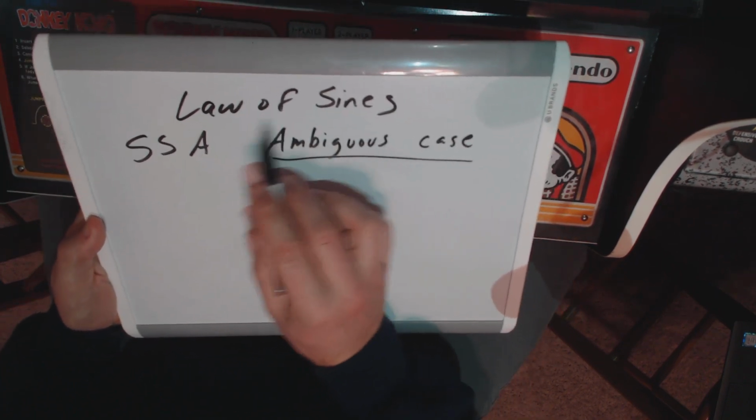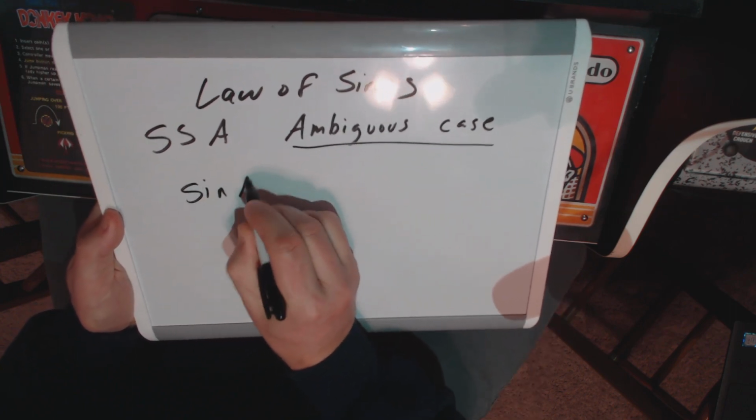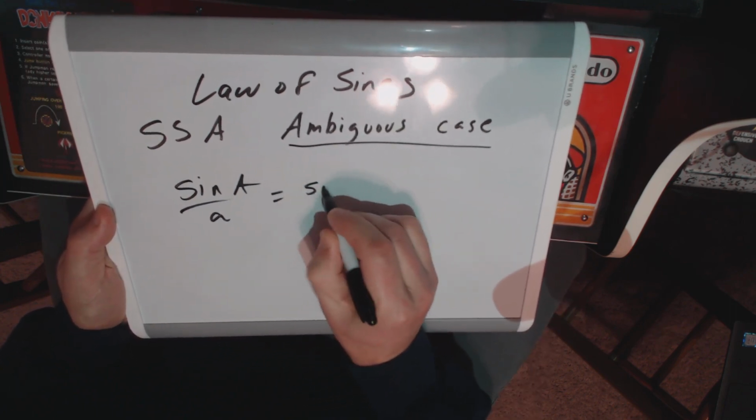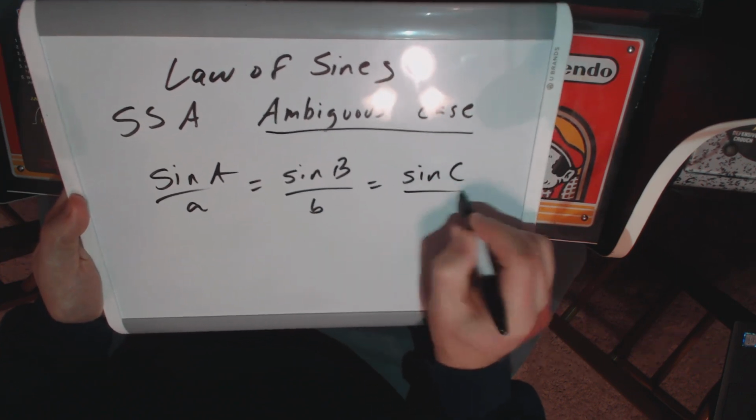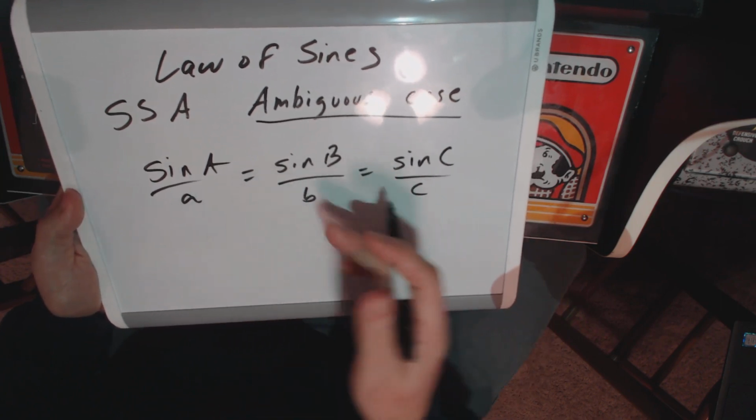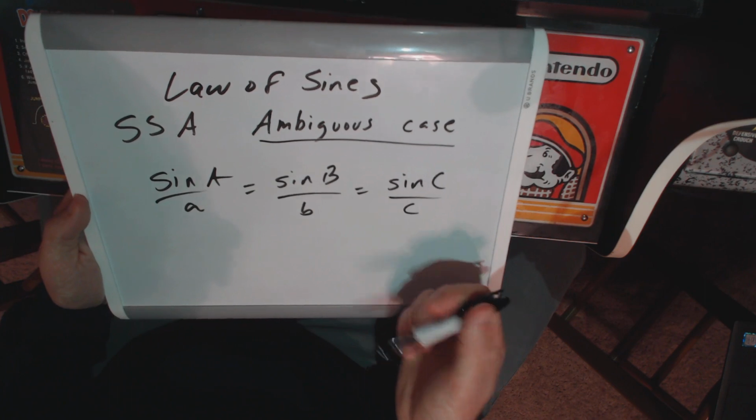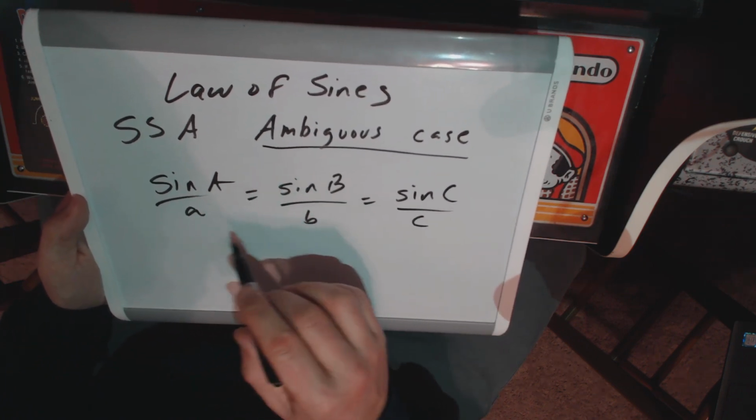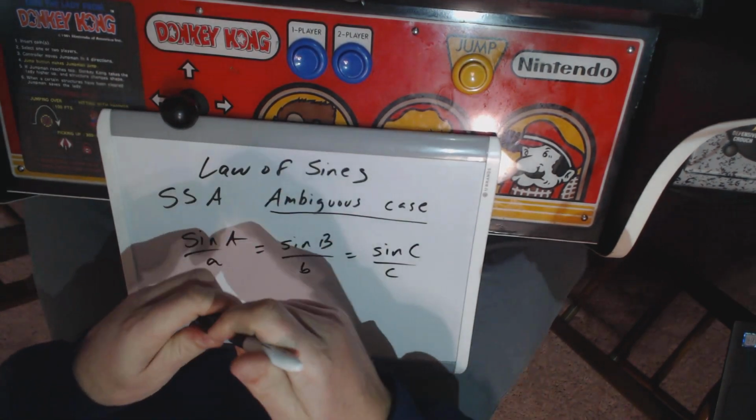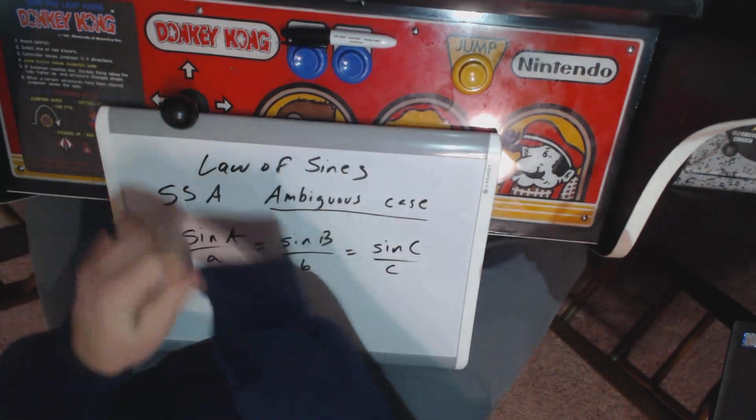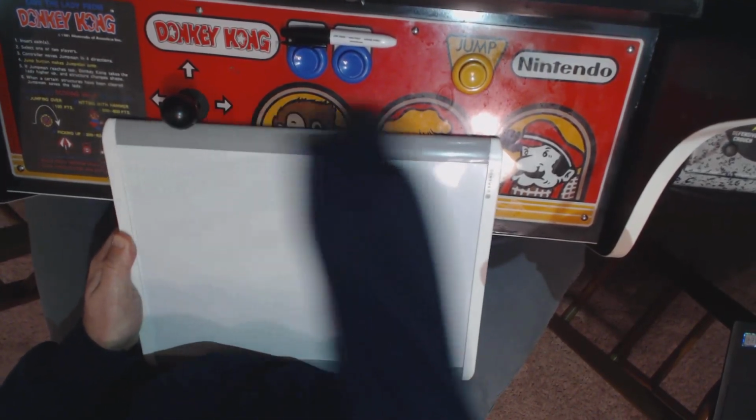Just a friendly reminder on the law of sines, it's the easiest thing to remember. You say sine of angle A over A equals sine of B over B equals sine of C over C. It's just a relationship between the sine of whatever angle and its corresponding side. So we're going to look at a couple of scenarios and show you how this works. I've got a couple of examples, and I'm going to be using triangle ABC because I'm boring. Here's the first example.